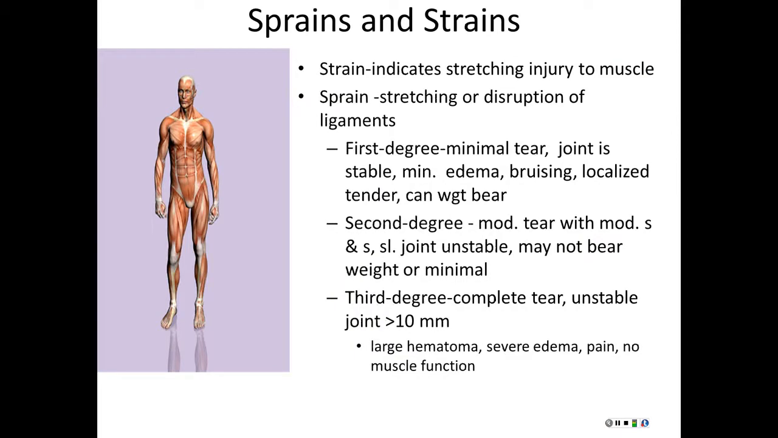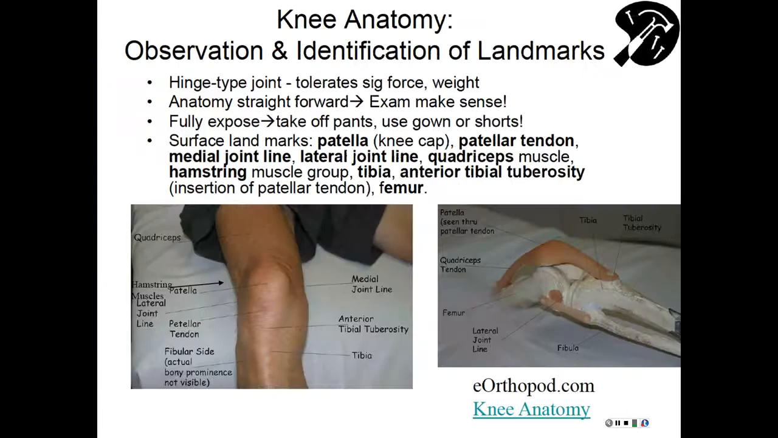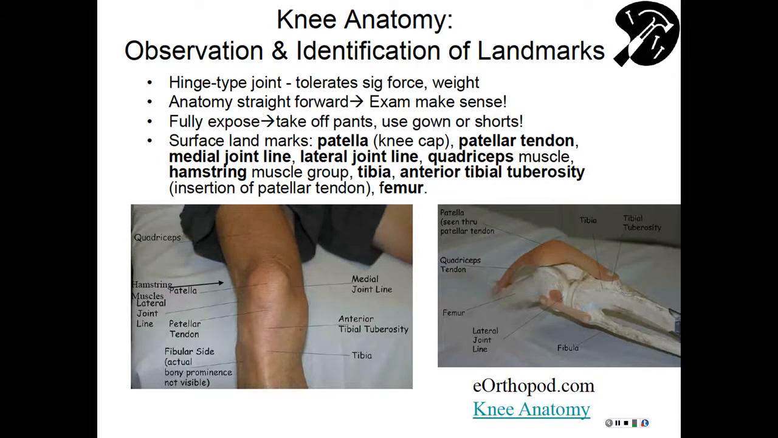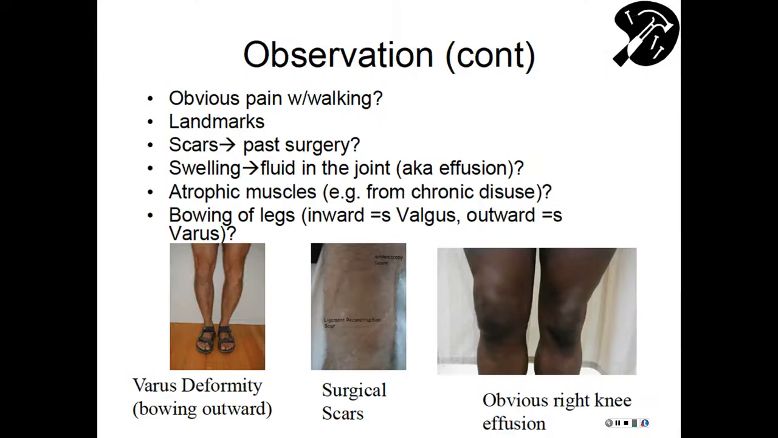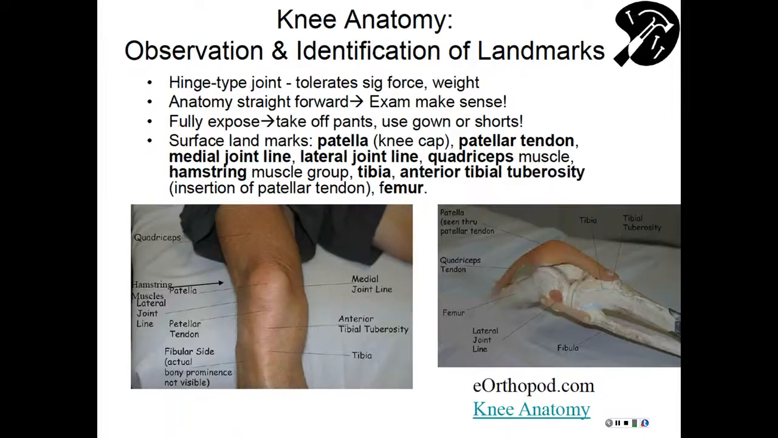You want to look at strain and sprain, and you realize that a strain is a stretching injury to the muscle. A sprain is a stretching or disruption of ligaments. There's first, second, and third degree. So look at the knee anatomy. This just gives you a picture to know where the knee is, or rather, where the bones of the knee are.